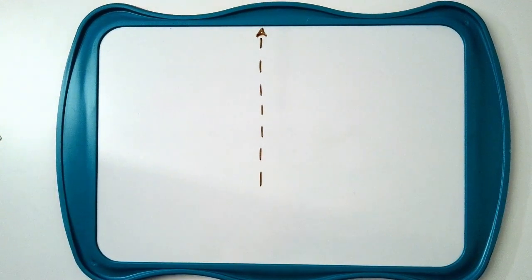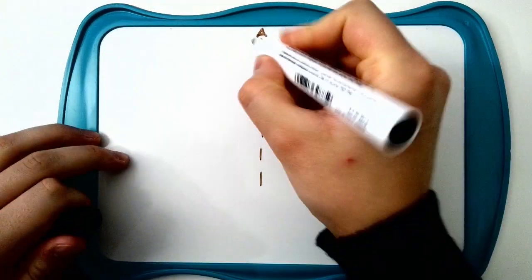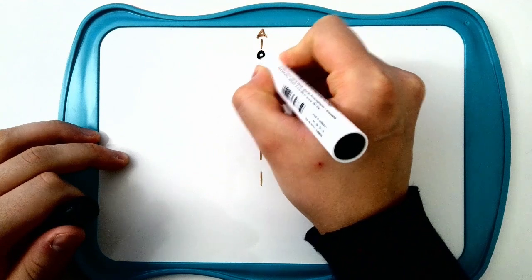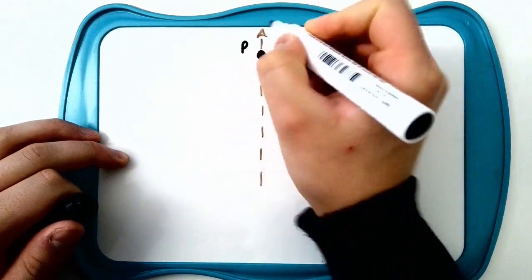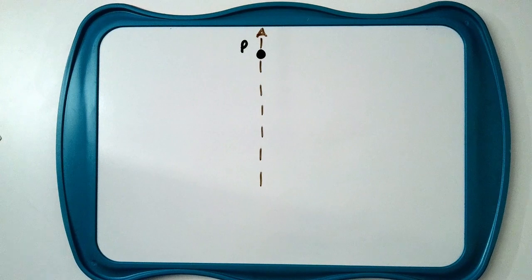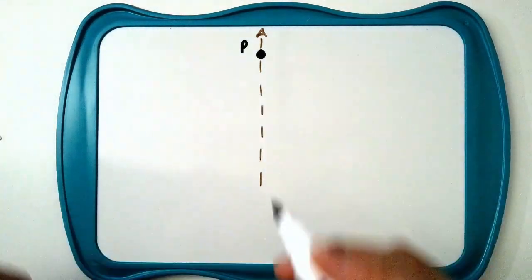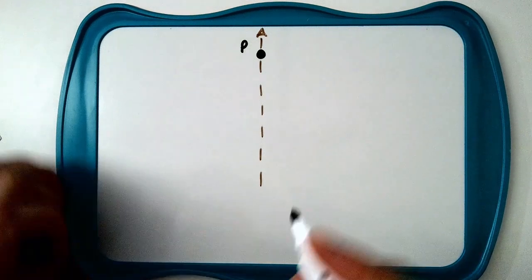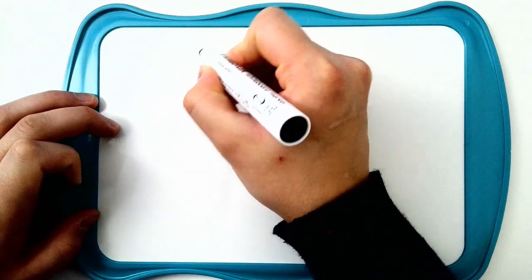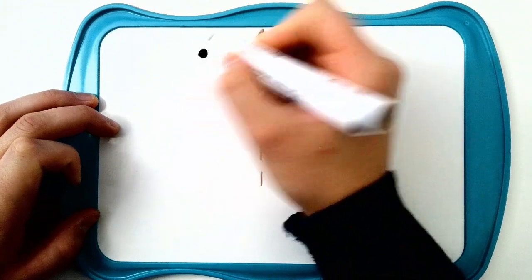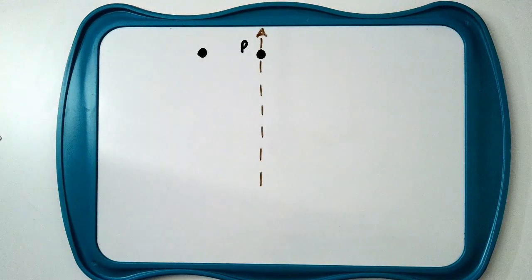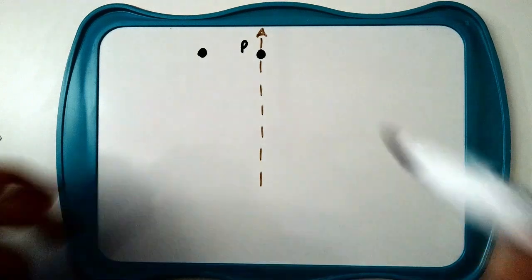Then we need to draw on the particles. So we have particle P at A, okay? And we can add on particle Q. Now we know that particle Q is slightly behind particle P, so I'm going to draw it there, okay? And then I'm going to draw on the accelerations and the velocities. I'll start off with velocities.